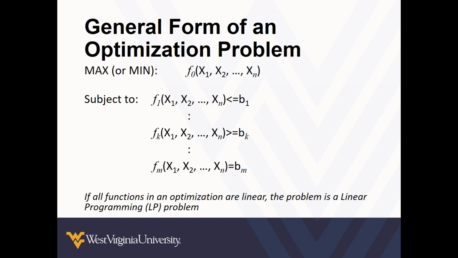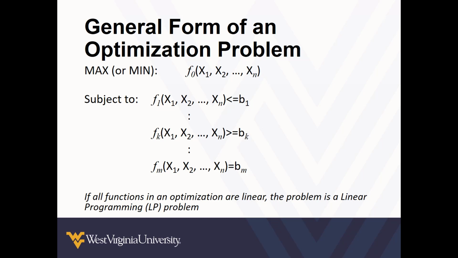So mathematically, and again, we can always go back to using words based on the prior presentation, but what we're trying to do is maximize or minimize a function of our decision variables, and that's subject to some variables being less than or equal to B, others being greater than or equal to B, and others still being equal to B. And B is that value that indicates the constraint on that X variable.